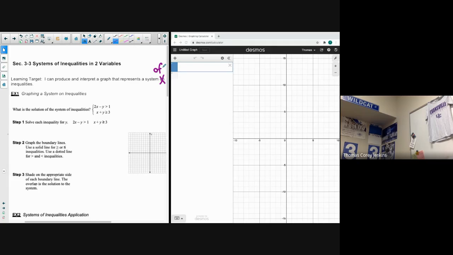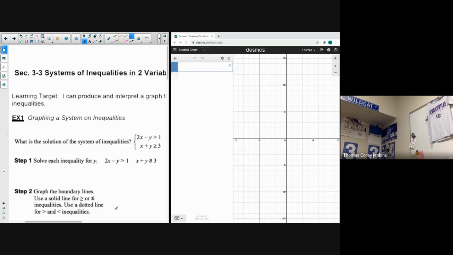I'm going to go step by step on example one, just how to produce a graph that represents that system of inequalities. All right, so step one can be go ahead and solve each one for y. So in other words, get them into slope-intercept form. If I move 2x over, that's going to give me negative y is greater than negative 2x plus 1. Divide everything by negative 1. Don't forget to flip your inequality symbol. y is less than positive 2x minus 1.